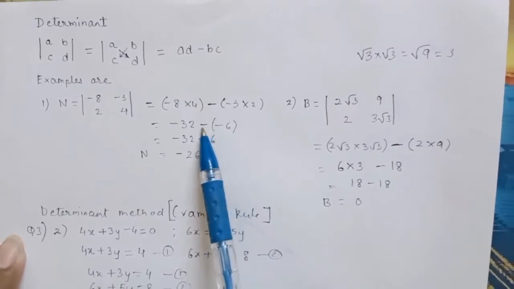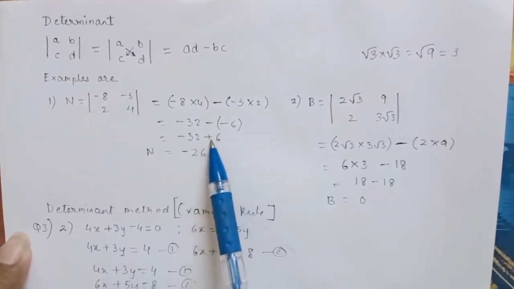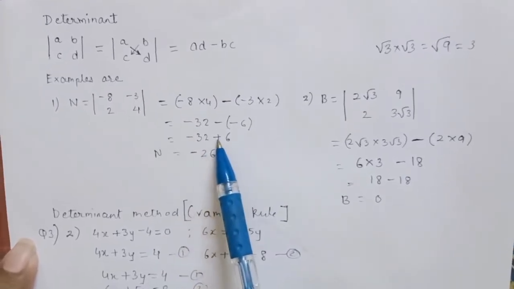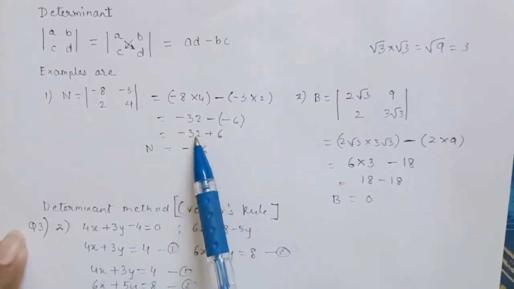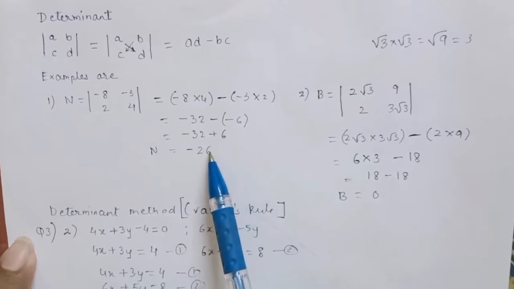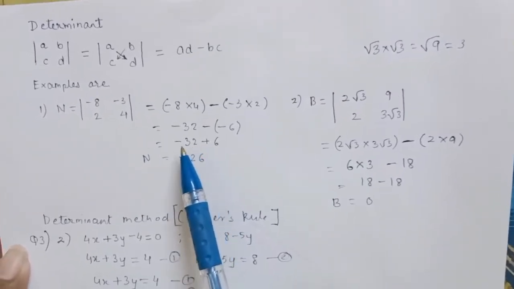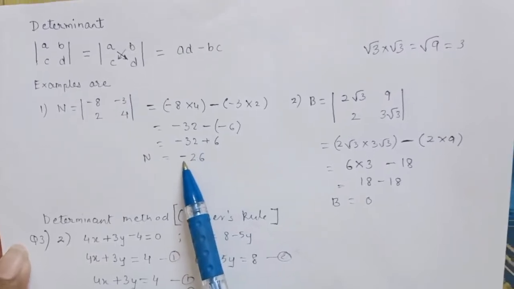Multiplication rule of sign, minus minus is plus, minus 32 as it is. Then minus plus is minus, we have to subtract it. 32 minus 6 is 26. Now put the sign of the bigger number, as 32 is the greater number, put sign minus.